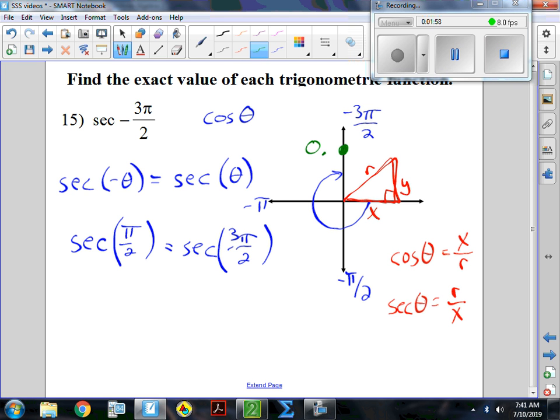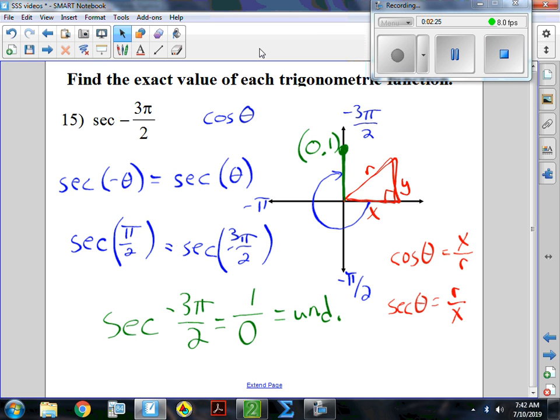So at negative 3 pi over 2, on a unit circle, that would have the point 0, 1. The r value is the same as the y value. So secant of negative 3 pi over 2, the reason it's undefined is because it's going to be equal to the r value, which is 1, over the x value, which is 0, and any number divided by 0 is undefined.